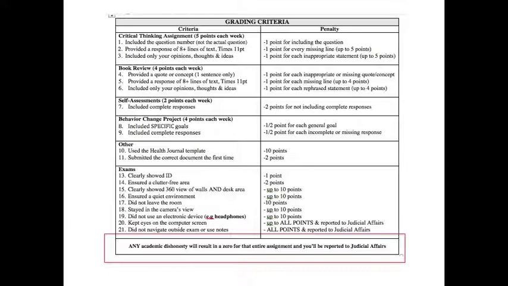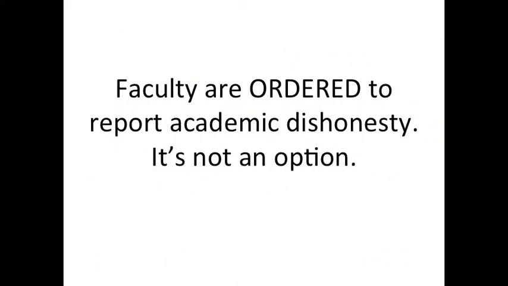Also, if you posted an incomplete posting on the discussion board, you'll receive a 0 for the entire discussion board postings, which is 50 points. Remember, you're to post only complete postings. You'll also be reported to Judicial Affairs, which may result in suspension from the university. Faculty are ordered to report academic dishonesty. It's not an option. We have to report it.